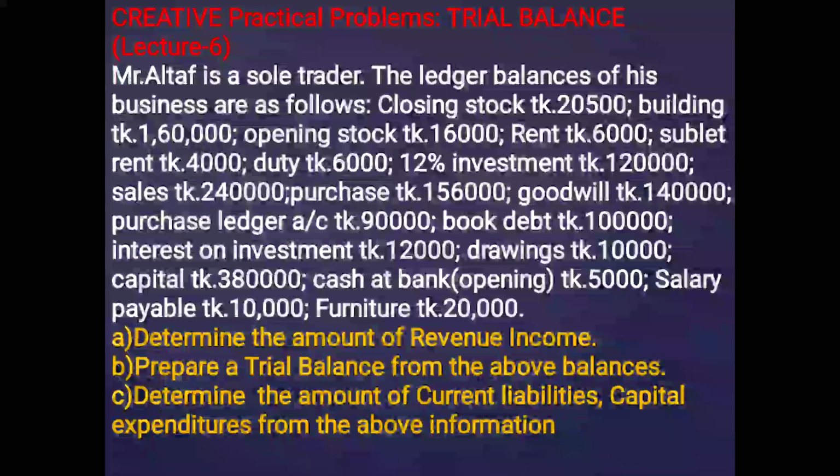Opening stock, this item is basically the last year's closing stock, so it is treated in the current year as revenue expenditure, so it is debited in trial balance. Rent, only rent, commission, discount, these items are always expenses, so they are debited in trial balance.